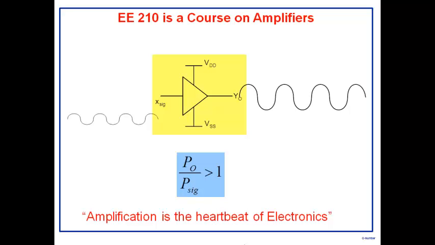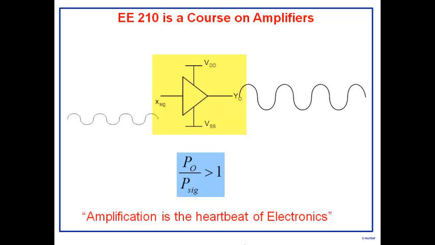You may be wondering, I've done an inverter in ESC201, or a NOR gate. Where was amplification there? What did a NOR gate do? It took two inputs and did some logical operation on that, right? Where was amplification there? But I'm claiming that a NOR gate will not work properly if there were no amplification at its heart.